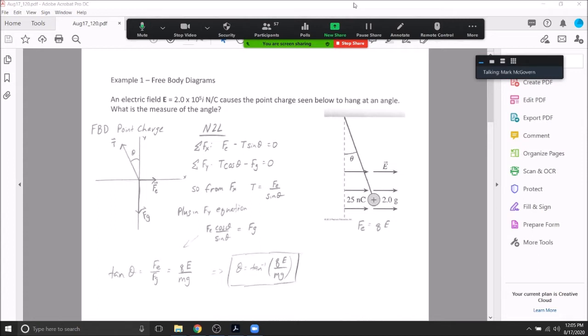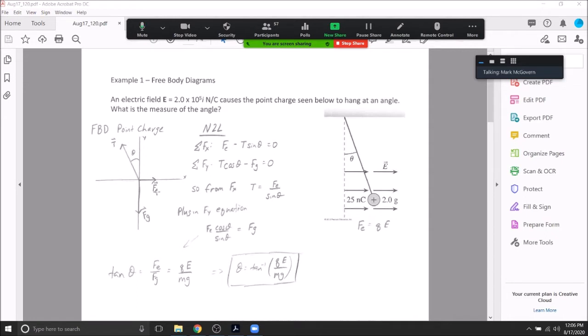And so what's happening here is that charge that was tethered to the wall is now pulled out at an angle, because the force is directed to the right, there's a tension that goes up and to the left, and the gravity vector obviously goes straight down. All right, so this is a force problem. You want to know what the angle measure is here. This is a classic force problem.